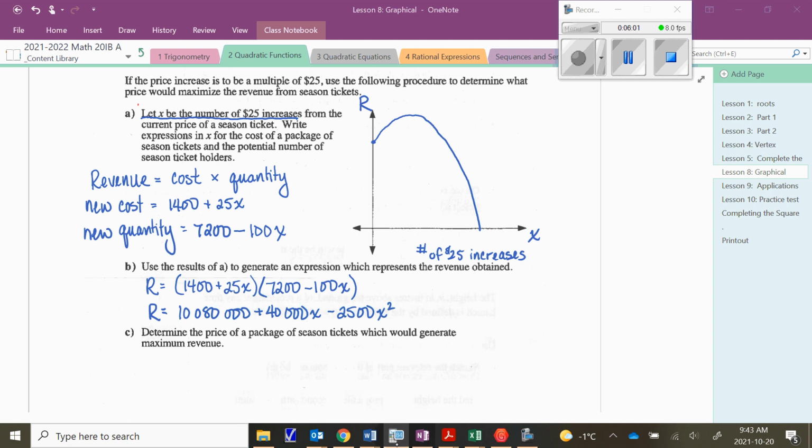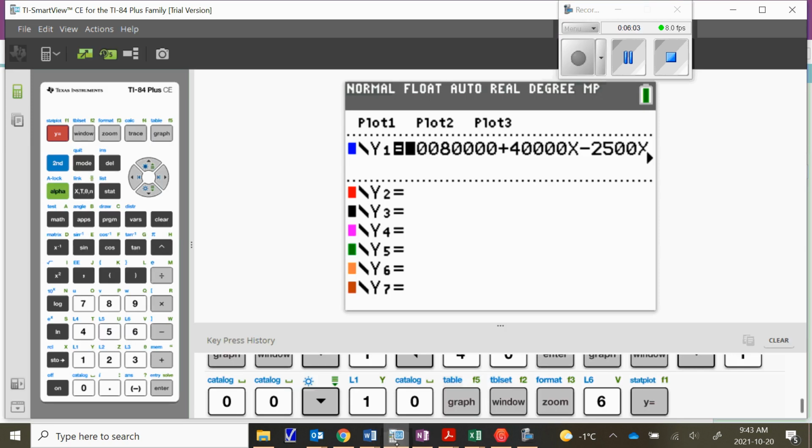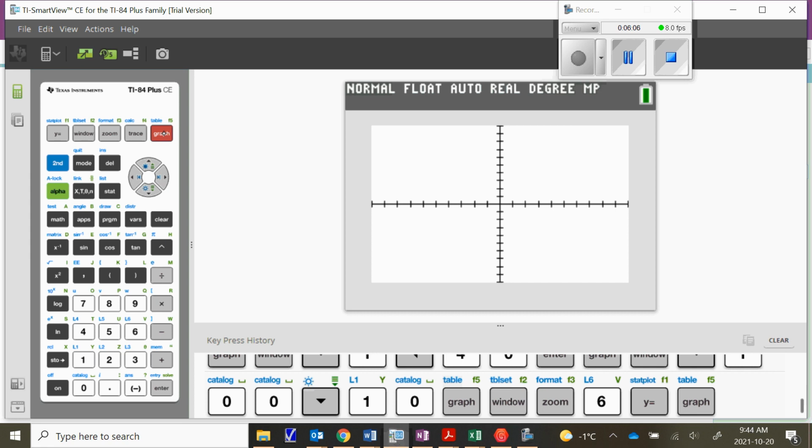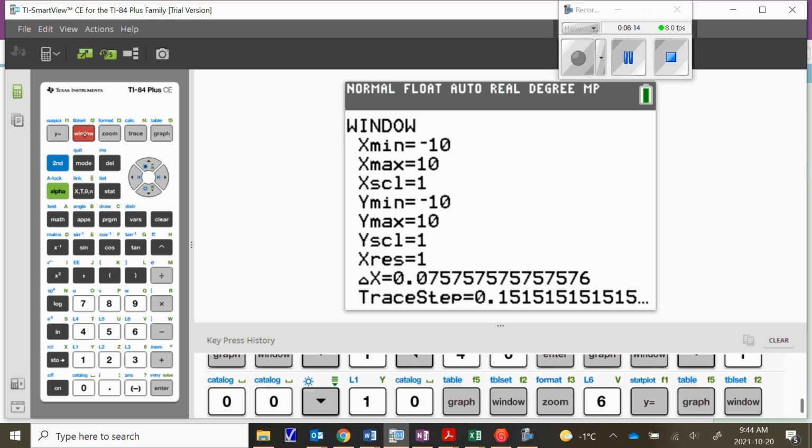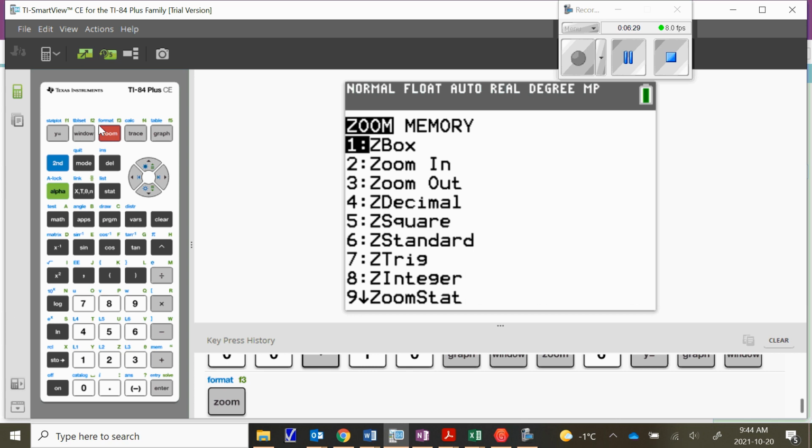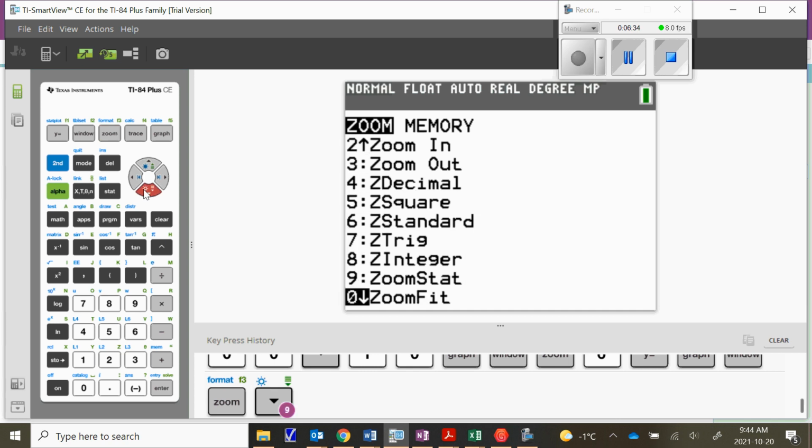So in your calculator, if you enter that in for y equals and hit graph, your calculator isn't seeing it. So we need to adjust our window settings, and some people just start playing around and put in some random values. Some of you might think the y max has to be greater than 10,080,000. Another way to go through this is to use Zoom. What I would suggest is if we go down to Zoom 0, that is Zoom Fit.